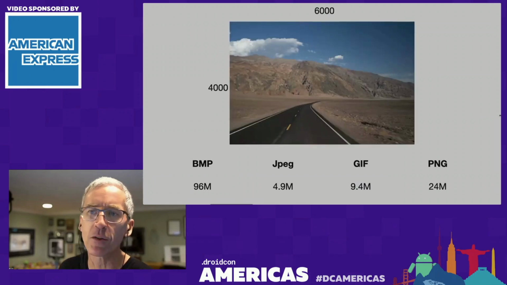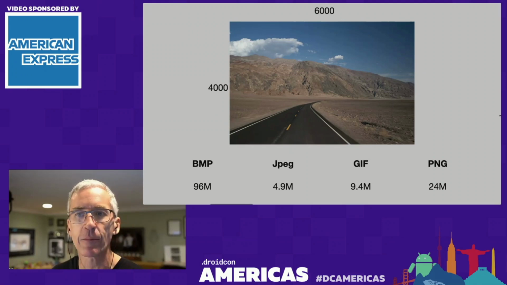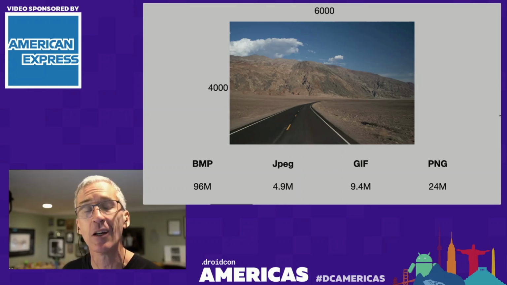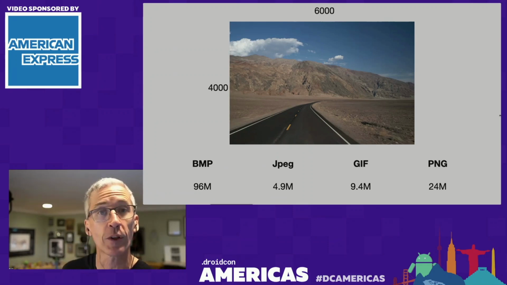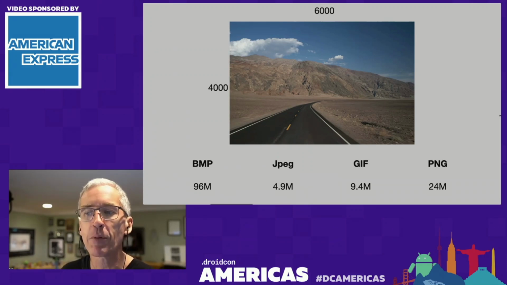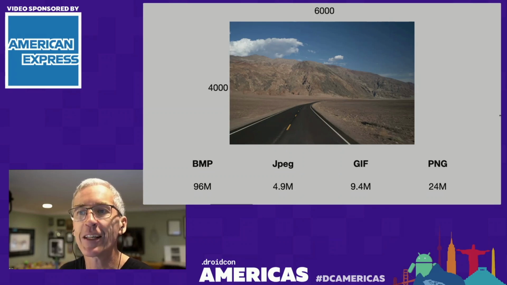Now let's look at a more interesting example. So here's a landscape photo, much bigger to begin with. So 6,000 by 4,000 BMP, 96 megabytes to store this thing. JPEG, only about 5 megabytes. GIF about twice that. So all of a sudden JPEG is looking better than GIF for this particular use case. And then PNG, lossless format at 24 megs. But here's where it gets interesting.